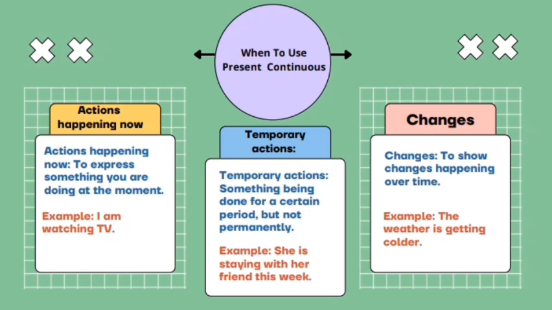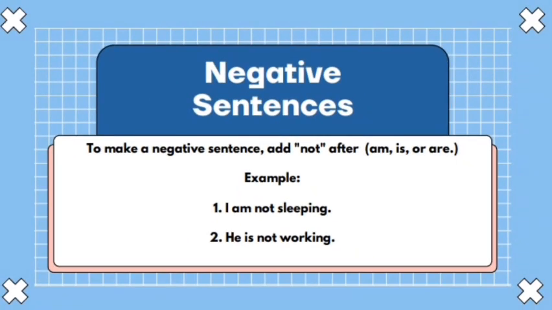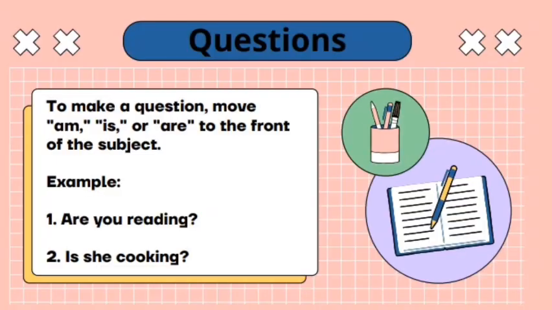Third is changes. Changes is to show changes happening over time. Example, the weather is getting colder. Negative sentences. To make a negative sentence, add not after am, is, or are. Example, I am not sleeping. He is not working. Next is questions. To make a question, move am, is, or are to the front of the subject. Example, are you reading? Is she cooking?